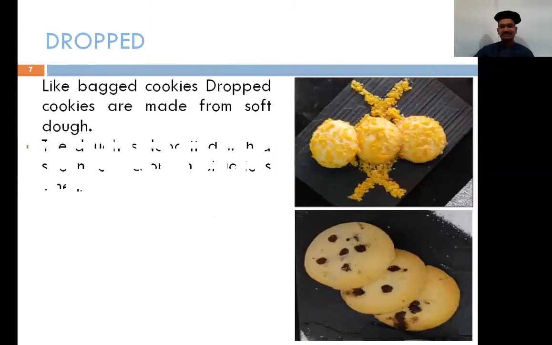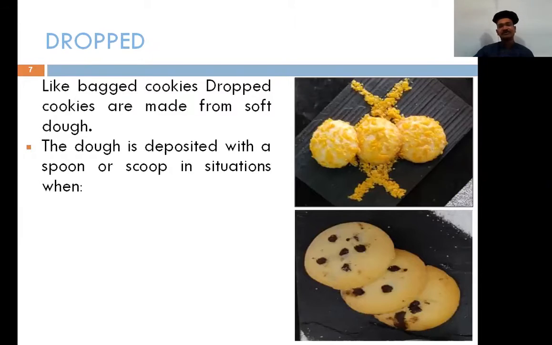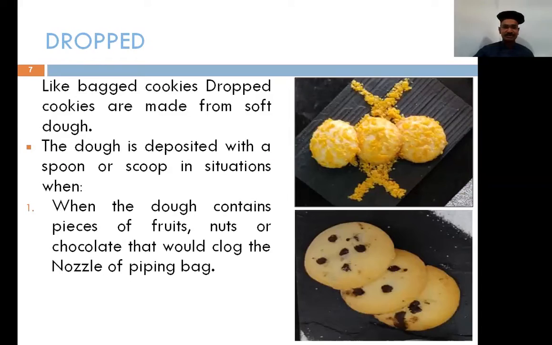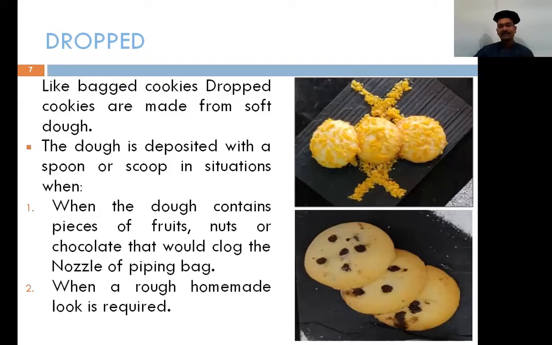Type number two, dropped cookies. As the name says, like bagged cookies, dropped cookies are also made from soft dough. The dough is deposited with a spoon or a scoop in a situation when the dough contains pieces of fruits, nuts, or chocolate that would clog the piping bag, or when you require a rough homemade look to your cookies. The classical example is chocolate chip cookies, which we have seen in the video in my previous sessions.